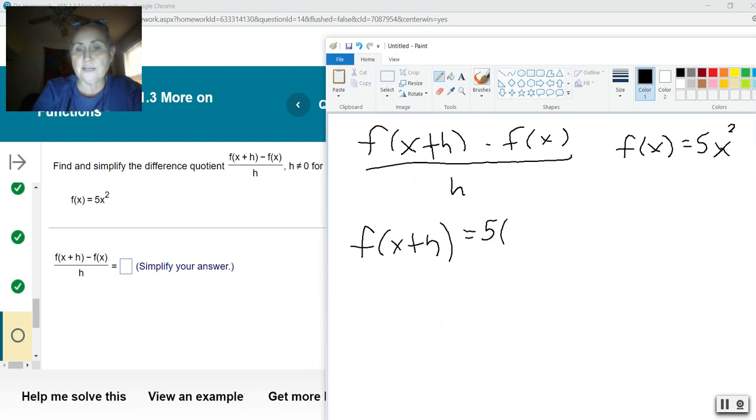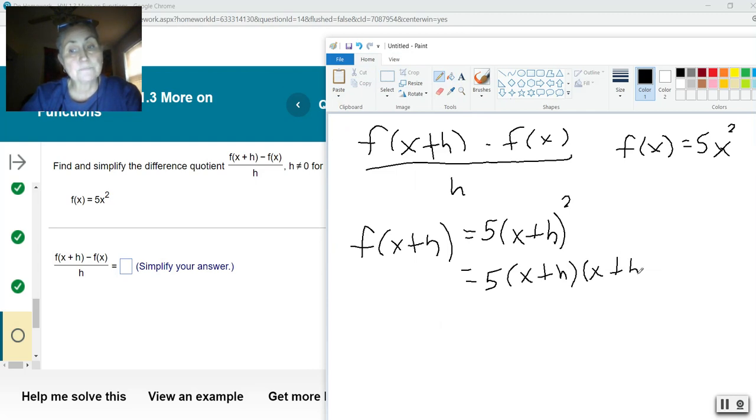That's 5 times (x plus h) squared. Okay. Now, here's where half of students usually miss it, because they want to just say, oh, that's x squared plus h squared, but it's not. This is (x plus h) times (x plus h). So that's, FOIL it, x squared, xh, xh, plus h squared. Okay, let's keep going.